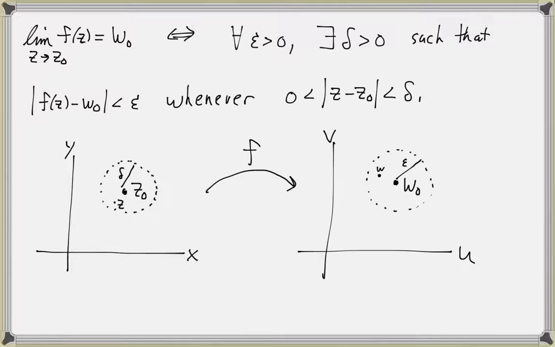Complex valued functions are more complicated than real valued functions, because with real valued functions you had to consider limits on a line, on the real line. Now we have to consider values near z0 in a plane getting mapped to values in the w-plane near w0. Let's look at some examples to illustrate this epsilon delta definition of limits.